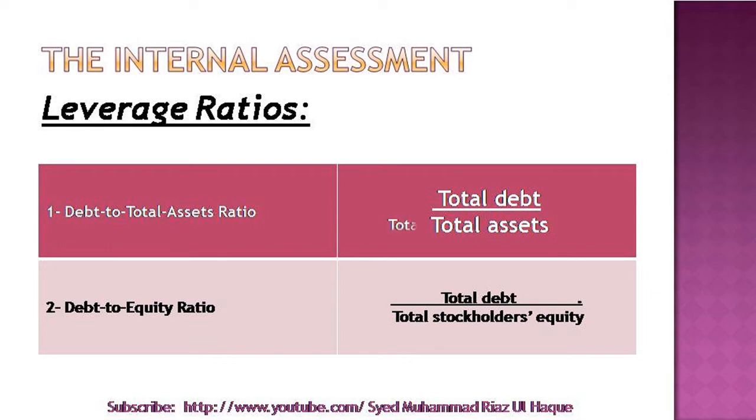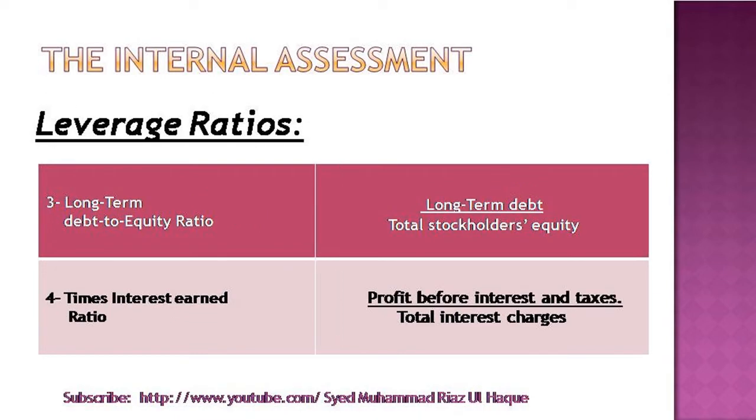Third, we have the long-term debt to equity ratio. It equals long-term debt divided by total stockholders' equity. By this formula you will know the balance between debt and equity in a firm's long-term capital structure.